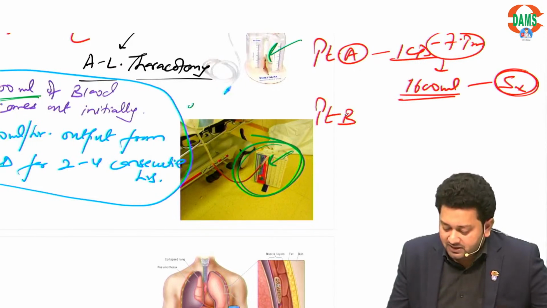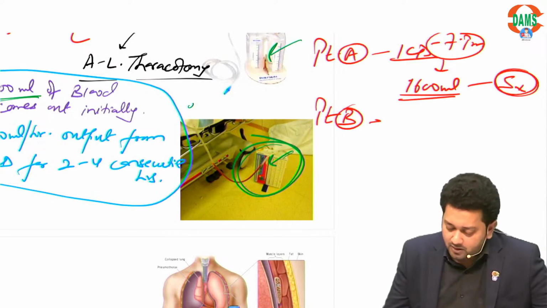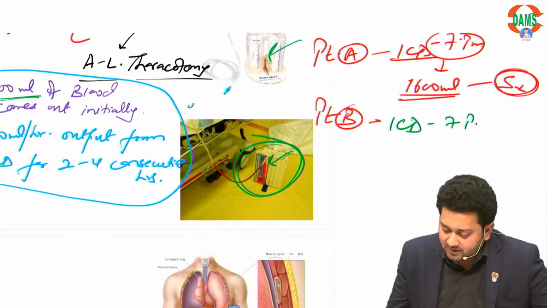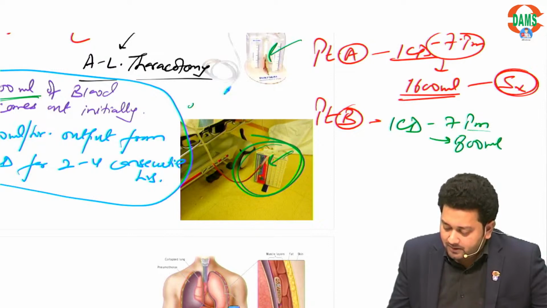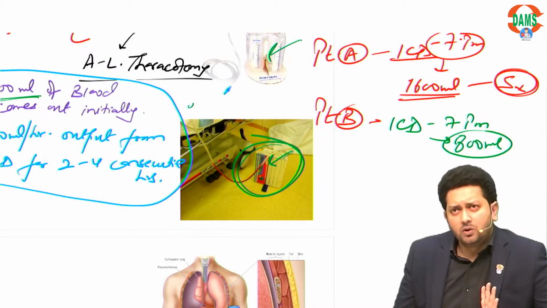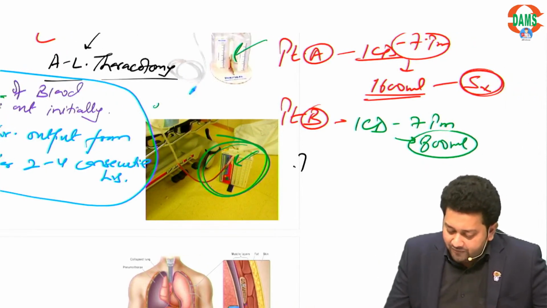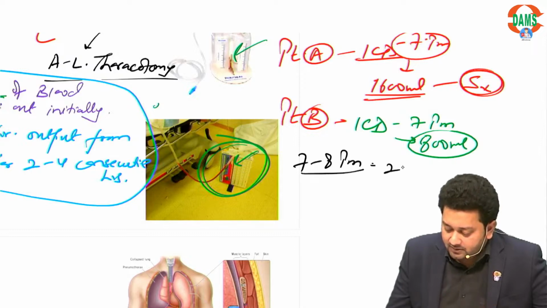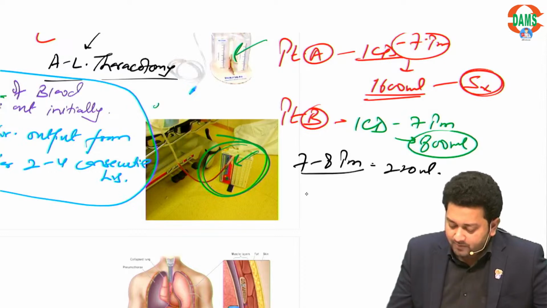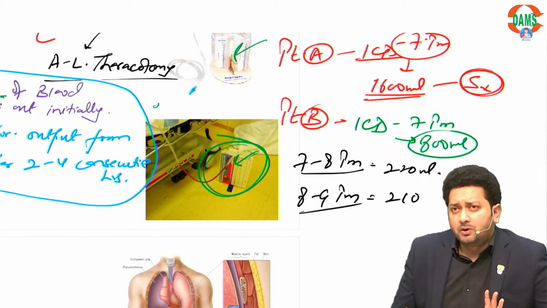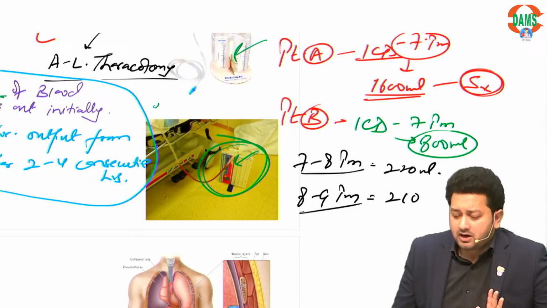Suppose there is patient B. The moment you put ICD at 7 p.m., 800 ml blood comes. It is okay. At this moment, you are not supposed to go for surgery. Now, from 7 to 8 p.m., if it is 220 ml, 8 to 9 p.m., 210 ml, now also you can go for surgery, because there are 2 consecutive hours of more than 200 ml.